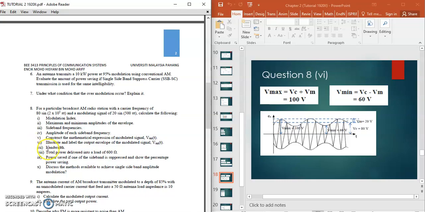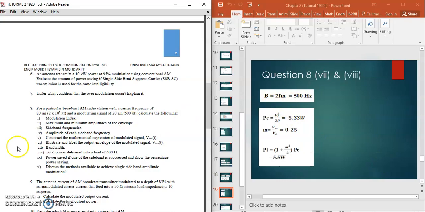Now VII, the bandwidth: a direct formula of 2fm, so 500 Hz. Then VIII, the total power delivered into a load of 600 ohms. You put the direct formula Vc squared divided by 2R. With m equal to Vm over Vc, 0.25, you get the power transmitted.